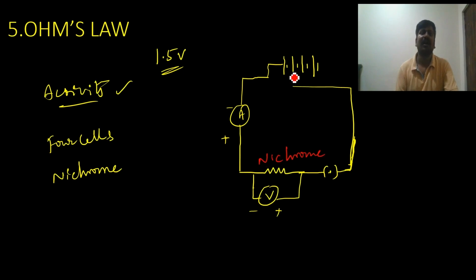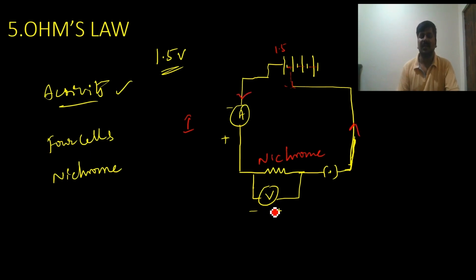Nichrome wire. Here 1.5 volts, 1.5 volts like that. 4 cells are there. So in each one you have to connect like this. First you have to connect one cell and take the ammeter reading. Ammeter reading is nothing but the current reading, so current is passing like this.